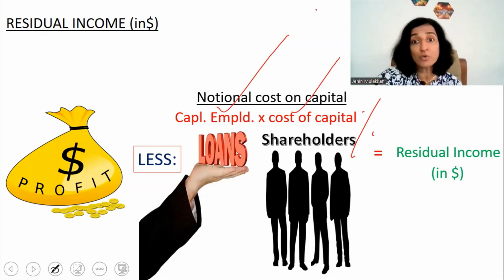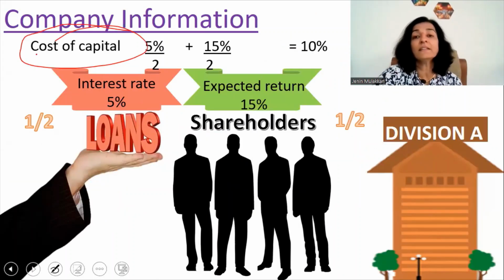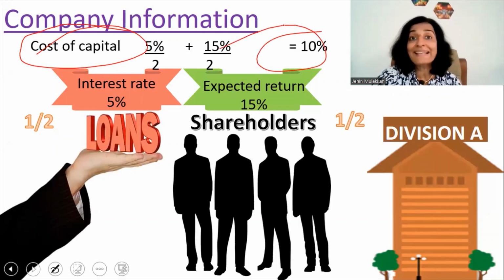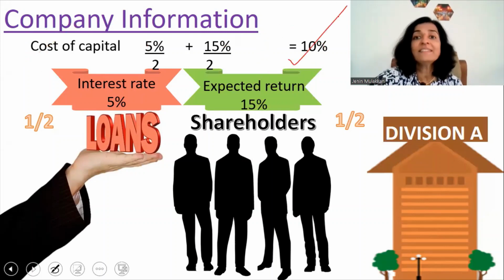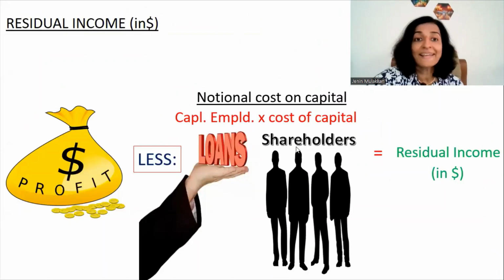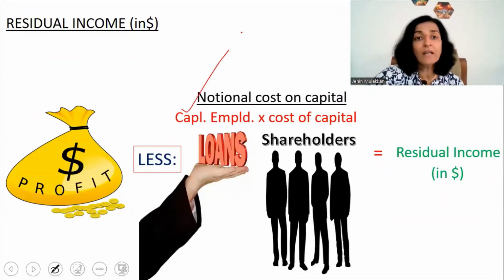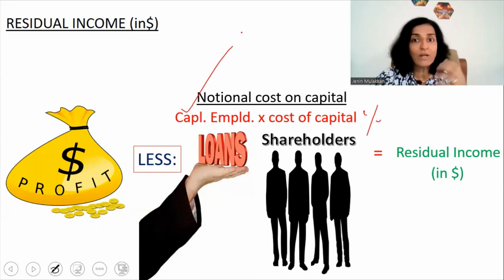In the visuals that I had showed you earlier, it was 10%, right? See, earlier we had calculated the weighted average cost of capital as 10%. So we have to take this percentage, that is 10%, and multiply it with capital employed. So capital employed multiplied by the cost of capital percentage. In the visual, we had calculated it at 10%. So naturally, we will get the cost of capital in dollar amount. So that is what you have to reduce to get the residual income.